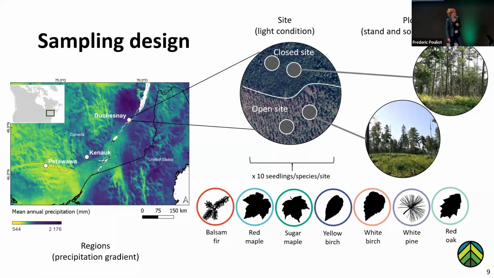So we sampled in three regions across Quebec and Ontario along a precipitation gradient. We focused on seven temperate tree species, and in each region we had two light conditions: closed sites and open sites, to have contrasting conditions. We sampled 10 seedlings per species in each light condition and in each region.